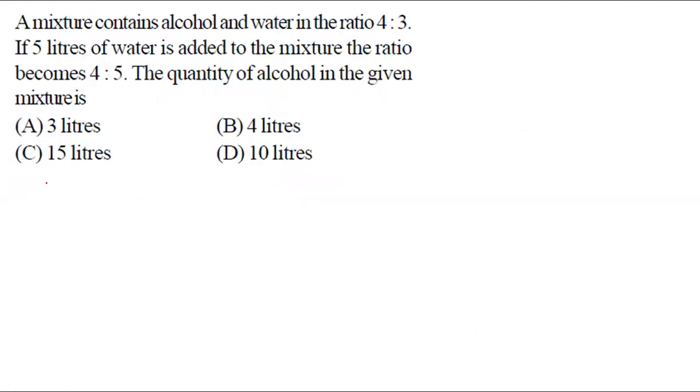A mixture contains alcohol and water in the ratio 4:3. If 5 liters of water is added to the mixture, the ratio becomes 4:5. See, alcohol is not changing.